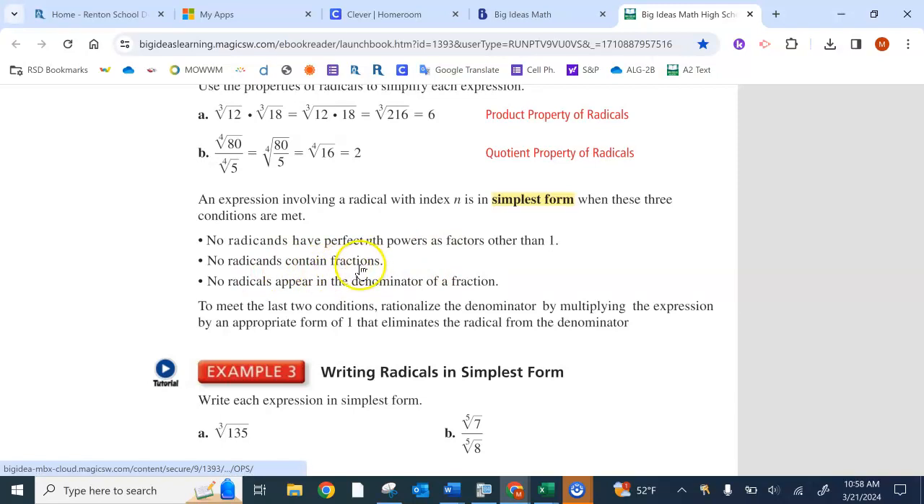Okay, you can't have a fraction in the radicand. The radicand is this thing, remember that. It's the square root bracket or whatever, radicand. And you can't have radicals in the denominator of a fraction. Like, for example, if you're looking at b down there, that's a radical in a fraction.